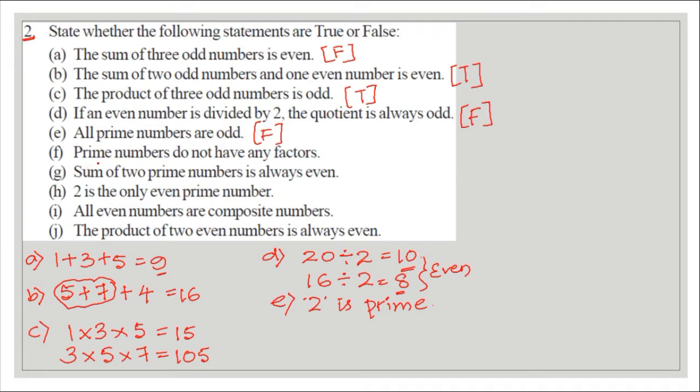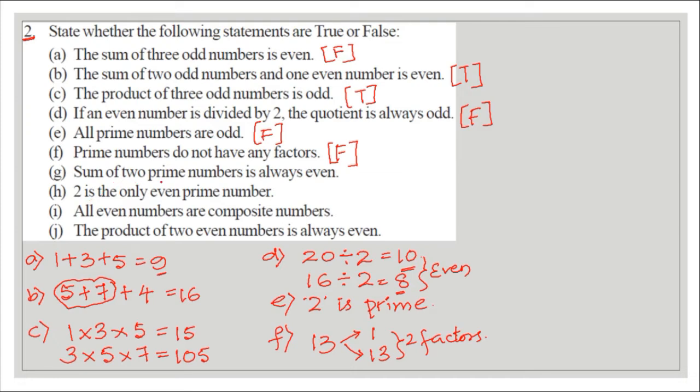Statement F. The prime numbers do not have any factor. This statement is also a false statement because we define prime numbers as the numbers having exactly 2 factors. Suppose I consider 13, 13 is a prime, it is divisible by 1 and 13. So there are 2 factors. So any prime number will have exactly 2 factors. So this statement is a false statement.